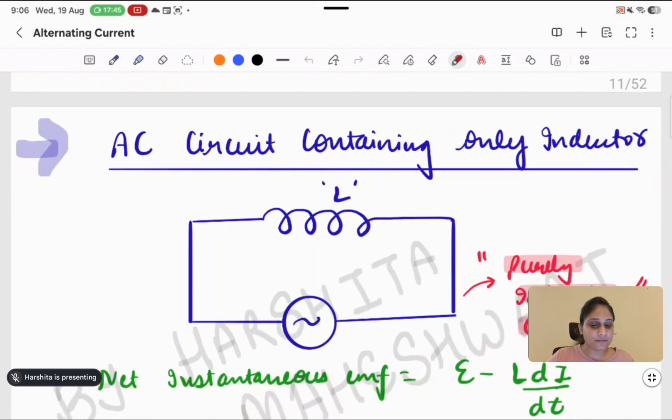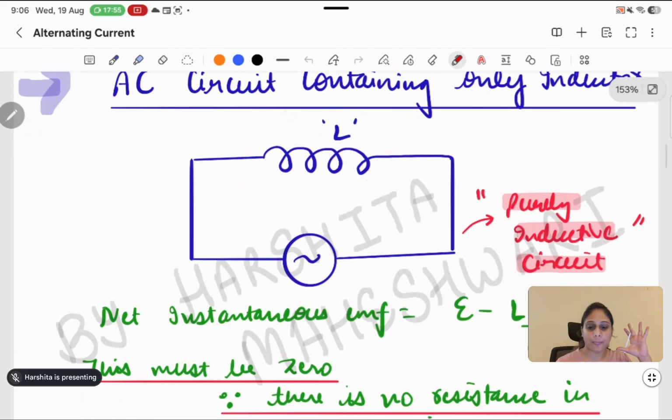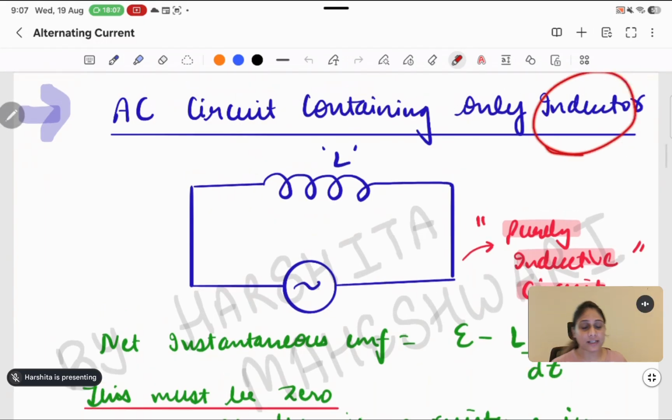Next derivation we have: an AC circuit containing only and only an inductor. Now we have the sinusoidal EMF which is applied to the circuit containing only and only an inductor. Okay, now we have to show that the current lags behind the voltage by 90 degrees or pi by 2 radian.